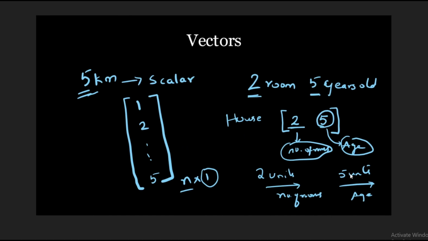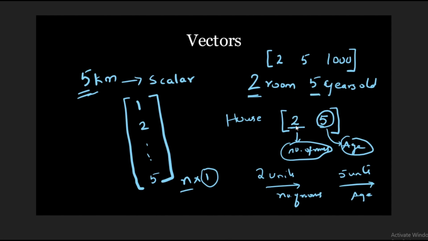Similarly, you might want to add other characteristics of the house. Maybe the size of the house. In that case, you'll represent the house as a three-dimensional vector, where the first dimension represents the number of rooms, the second dimension represents the age of the house, and the third dimension represents maybe the size of the house in square feet.